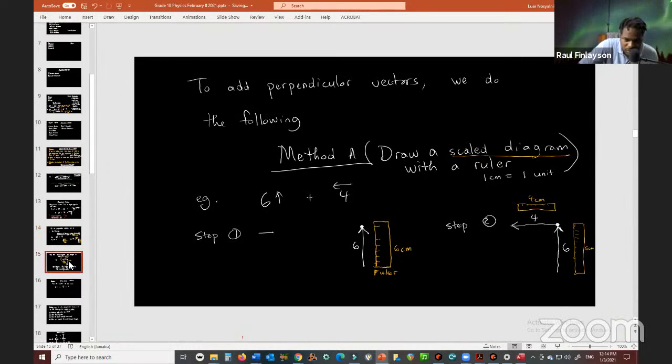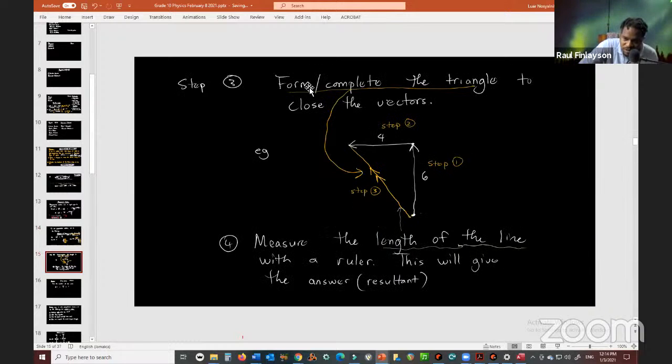All right. Next one now. Step 3. Complete the triangle to close the vectors. After you draw the 6 with the ruler and then draw the 4, you're going to take the same ruler now and measure this distance. So you're going to turn the ruler crossways. You take your ruler and measure this line here, the line you see drawn in yellow.